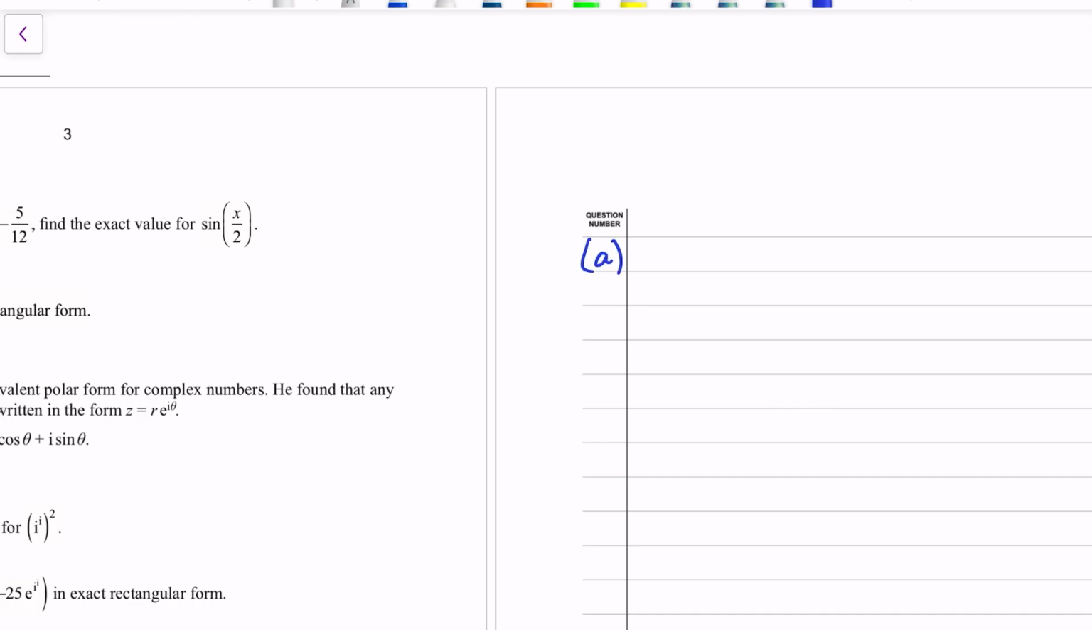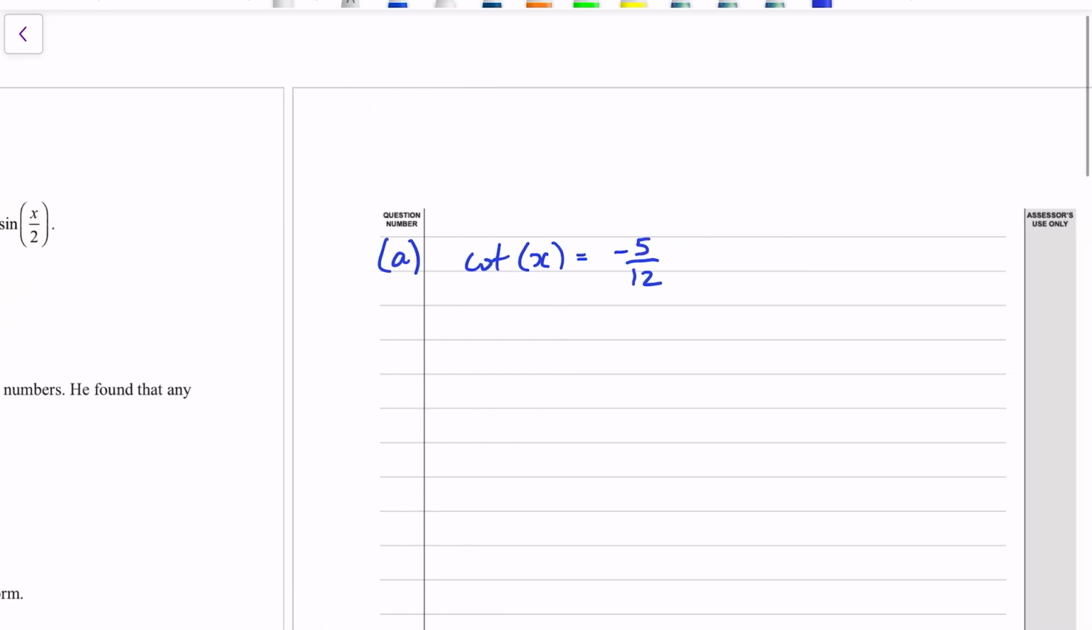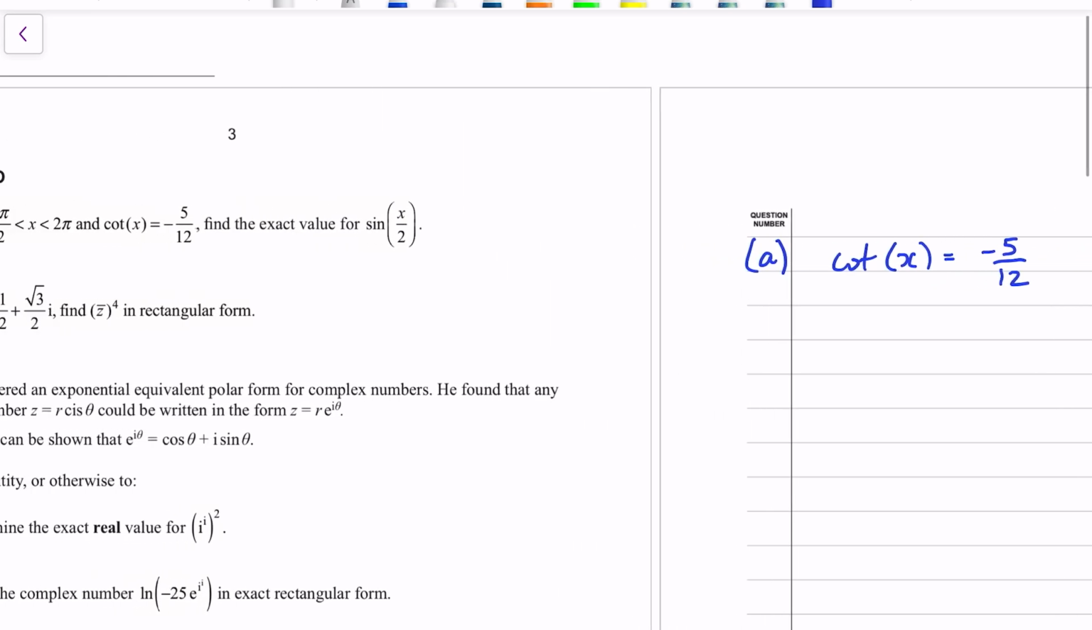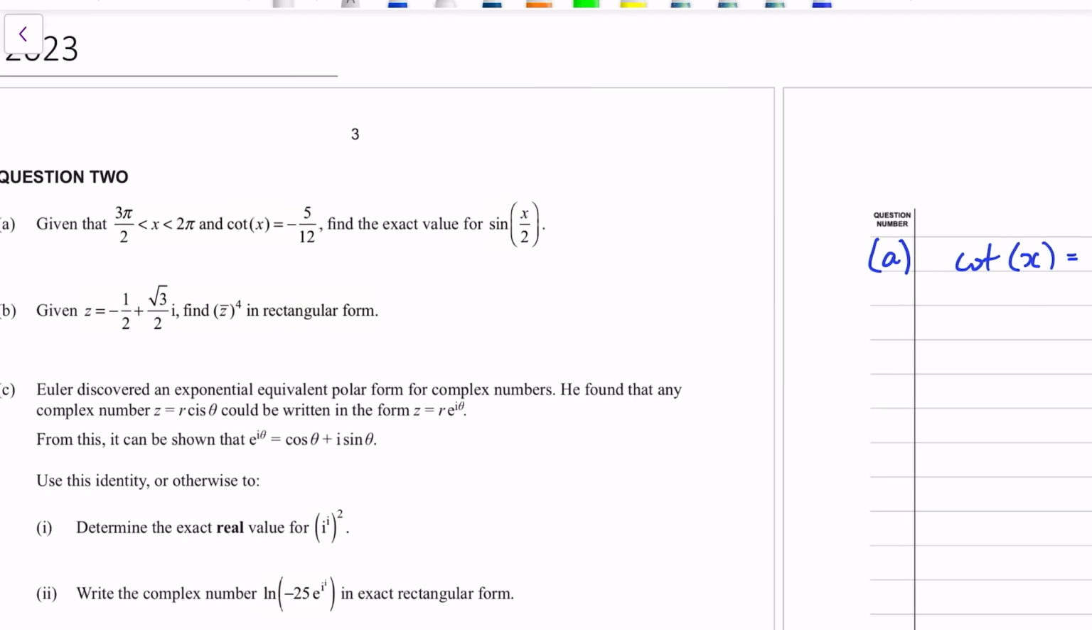Okay, you're told that cotan of x is equal to negative 5/12, and you're also told that x is in the fourth quadrant. Okay, that's important because the quadrants in trigonometry determine the sign of the values, and I'll talk a bit more about that later. But yeah, we're told here x is in the third quadrant. I keep saying that, fourth quadrant.